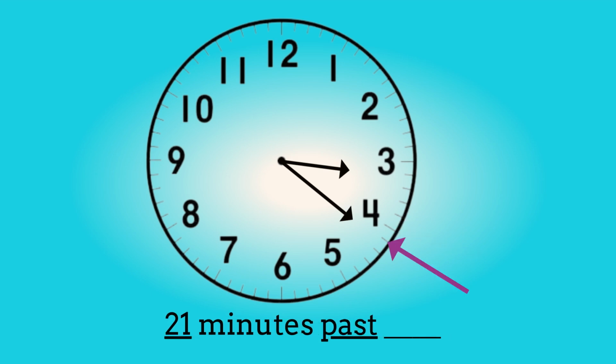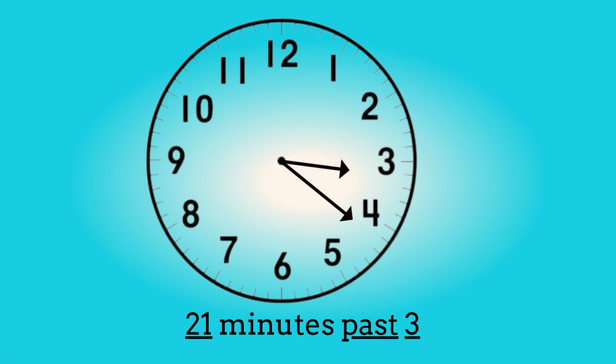Then we will look to see which number the short hand has passed. The short hand has passed 3. So the time is 21 minutes past 3.